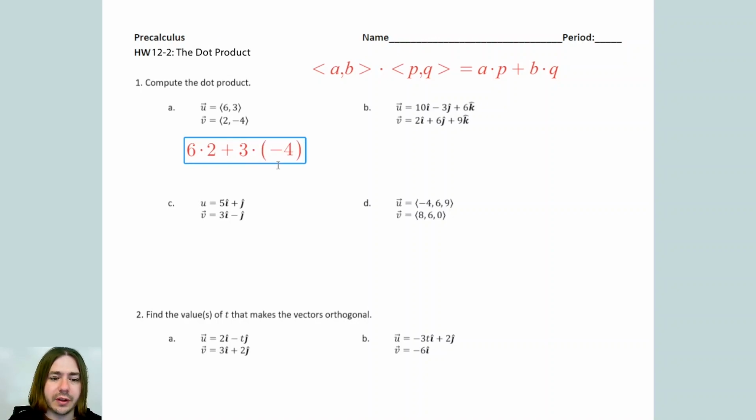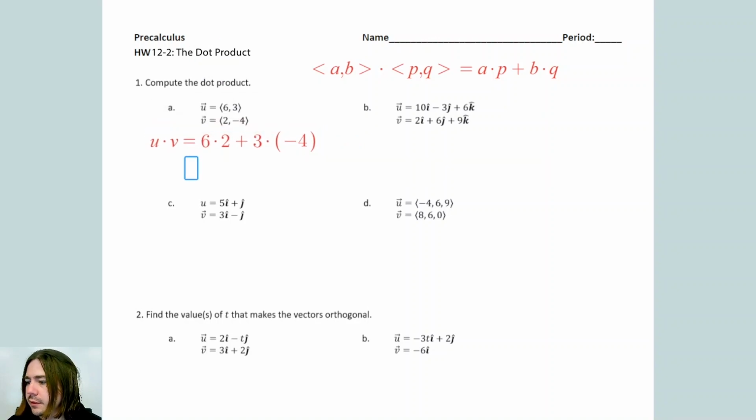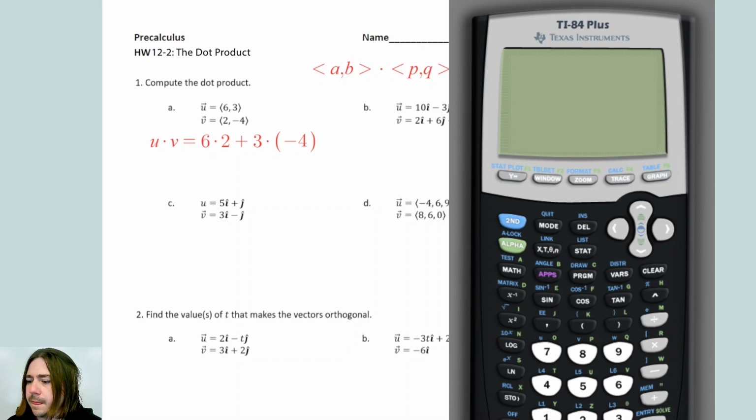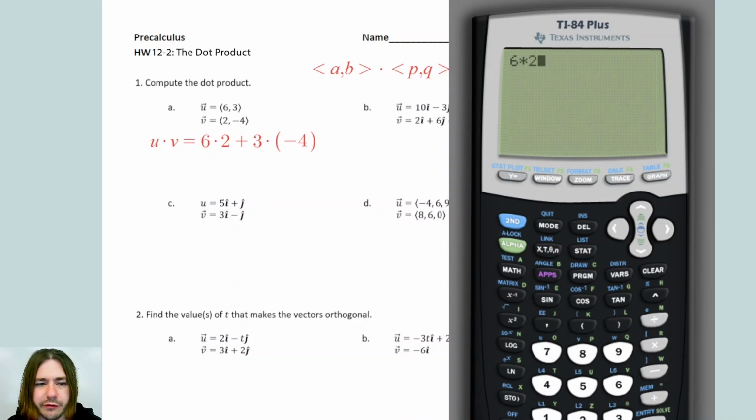This is something we can put in the calculator, though you can probably evaluate it without one. So this is U dot V. Let's go ahead and type that in. Pull up the calculator real quick. Okay, so we've got 6 times 2 is 12, plus 3 times -4 is -12. So this is going to be 0.